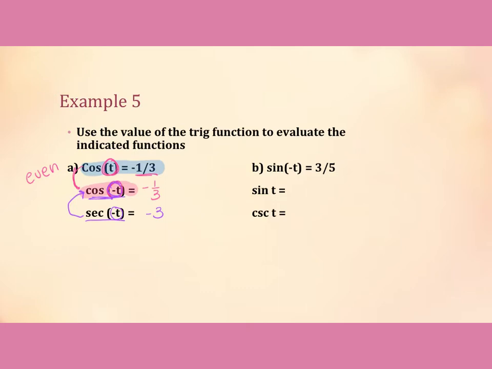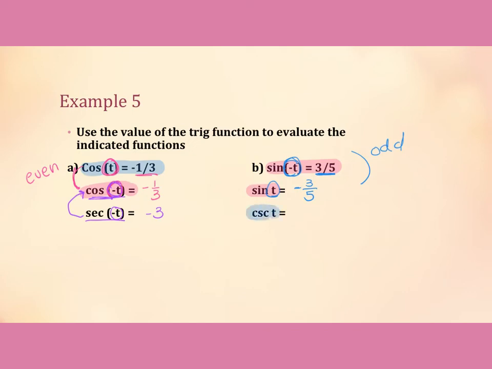Looking at B, sine of negative t. Now I'm asking for sine of t. So sine, remember, is odd, which means if I change the sign on the angle, I change the sign on the trig function. So I go from negative to positive t, which means I'm going to take my positive 3/5 and I'm going to make it negative.